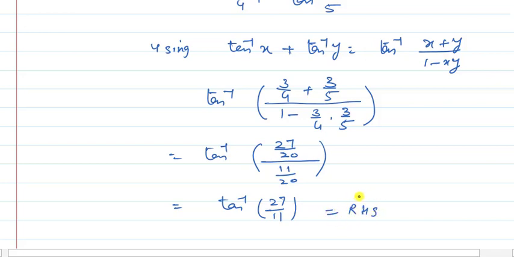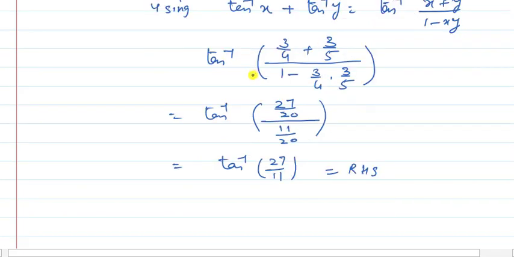So in this way you can use properties to prove your questions or to solve your problems. In the same manner, we can use other properties in solving problems on the topic of inverse trigonometry.